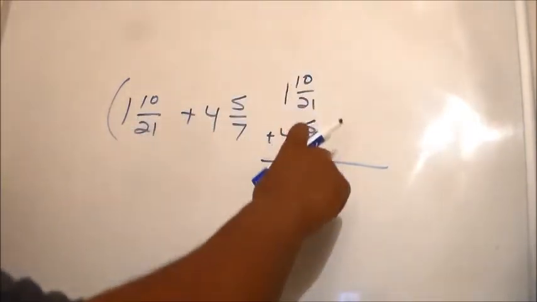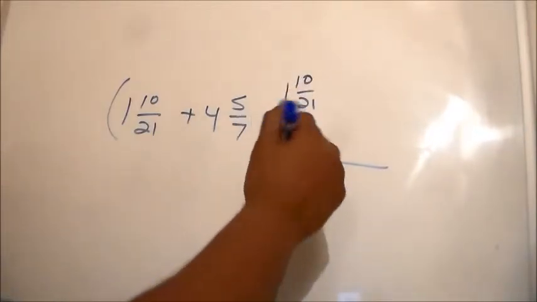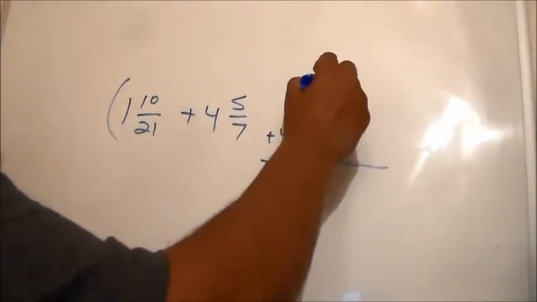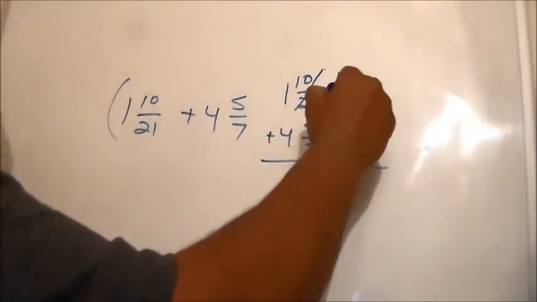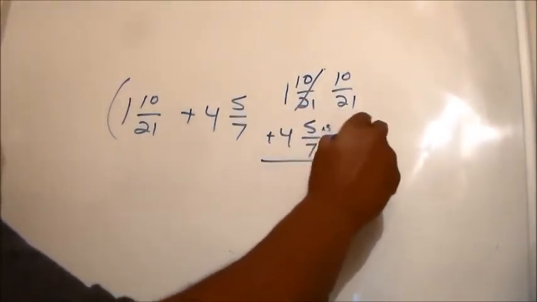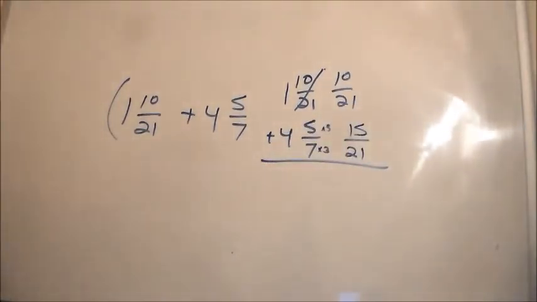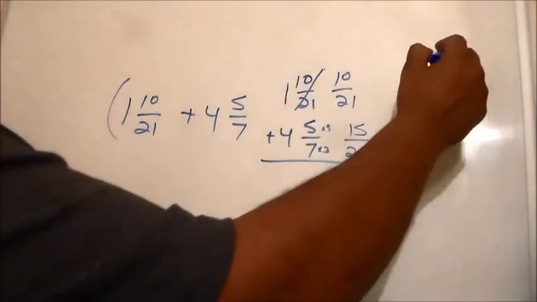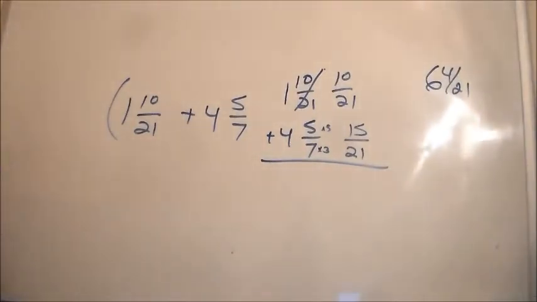I have 10/27. 7 is a factor of 21, right? By 3, all right? So I would just not even worry about this. 10 over 21, and then we have to multiply times 3 to get this to a 21. So it'd be 15 over 21. And keep in mind the number that we came up with on the other one was 6 and 4 over 21. Alright?